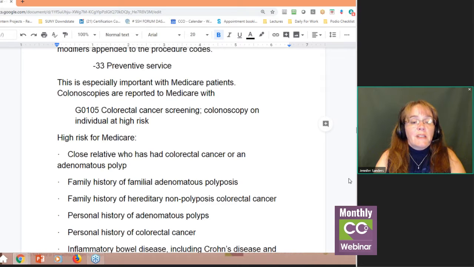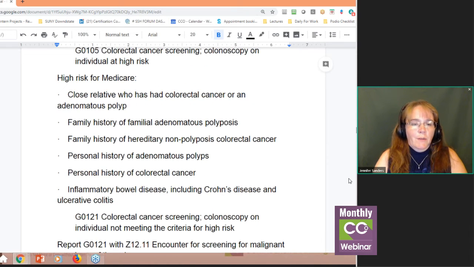So a high-risk patient is considered somebody who had a close relative, their brother, their mom, who had colorectal cancer, or an adenomatous polyp.